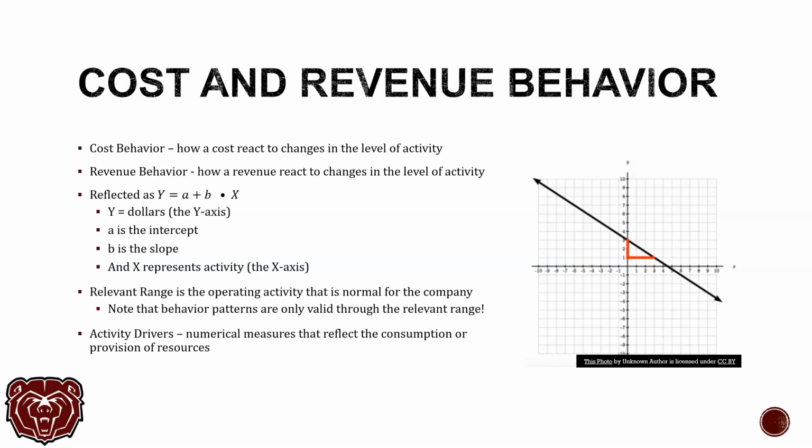The next thing we've got to talk about is activity drivers. Activity drivers are the numerical measures that reflect the consumption or provision of resources. So what would an activity driver be for a purchasing department? For a purchasing department, the activity driver may be the number of orders they're processing. Or let's say you are a marketing department: what's the number of product lines you have? Or if you were an assembly or operations department, how many products have you assembled? Those are your activity drivers.